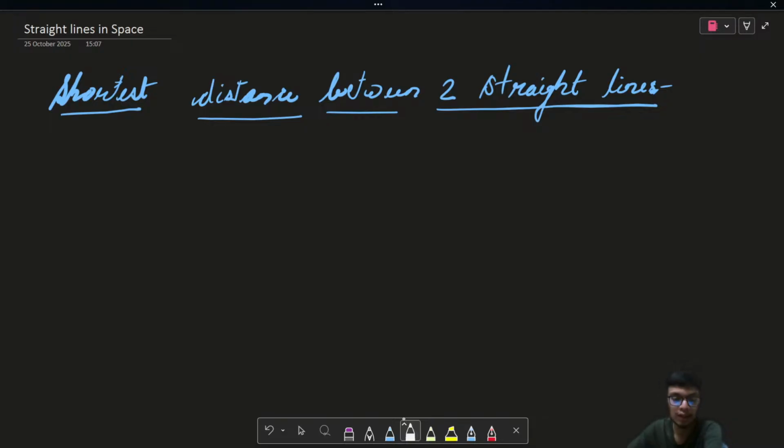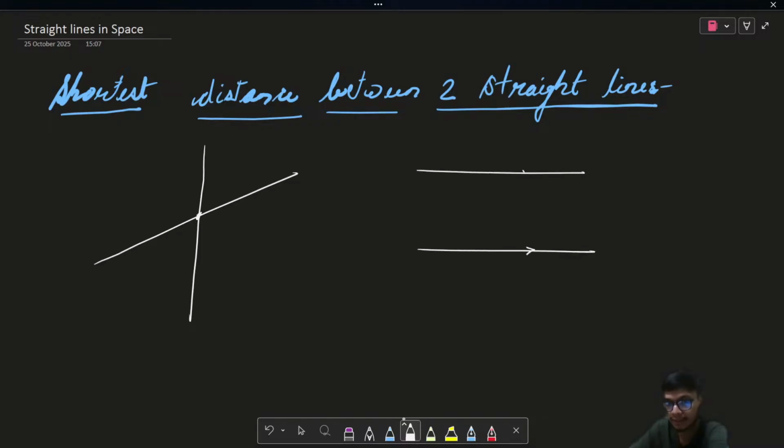So first and foremost, what you have already studied in two-dimensional geometry is that when you have 2D lines, there are two cases. Either the lines are intersecting each other or the lines are parallel. Right? So these are the two cases that you must have studied in two-dimensional geometry. However, it's very important to note that it might happen that the lines are not intersecting and not parallel, for example, if I have some lines like this, which are not intersecting and not parallel to each other, right?